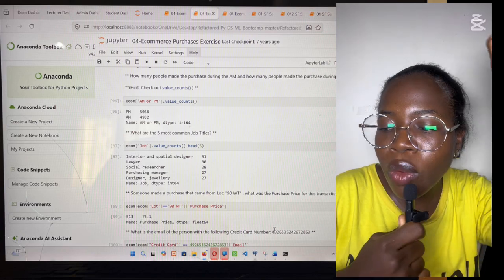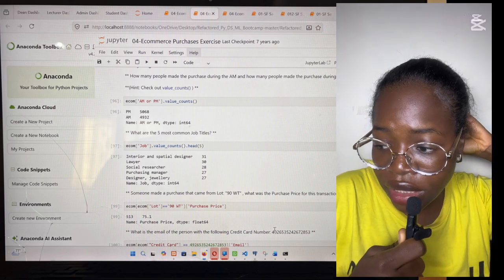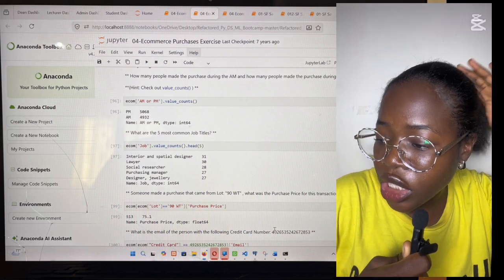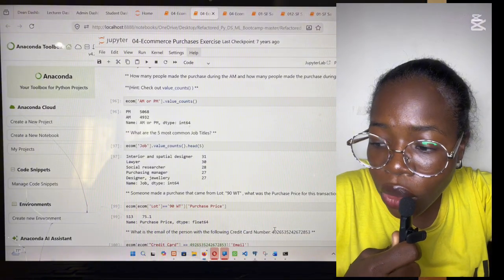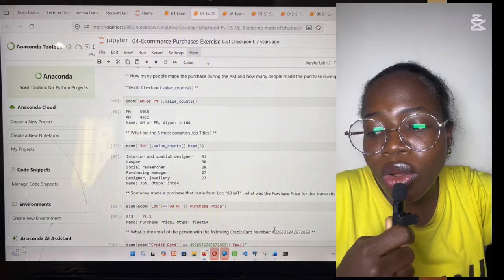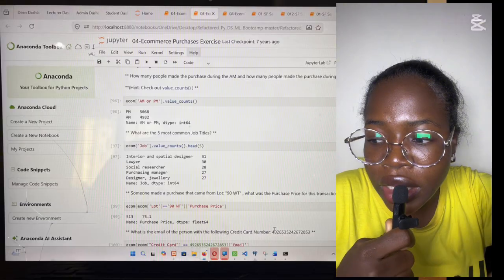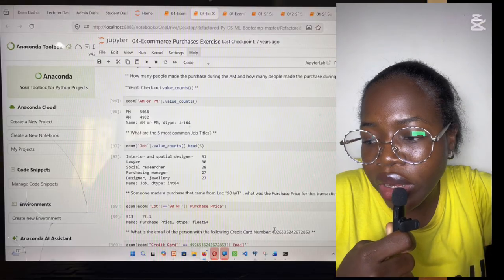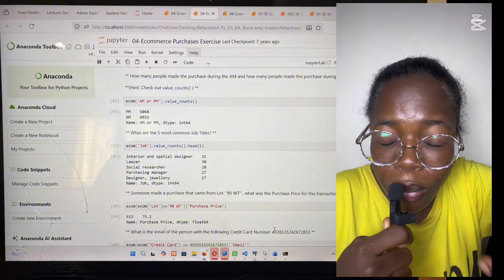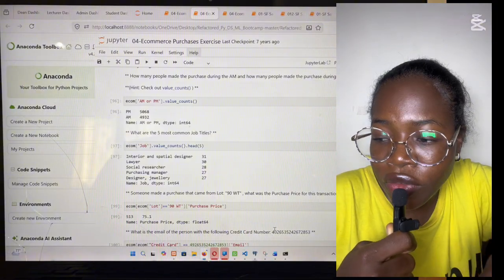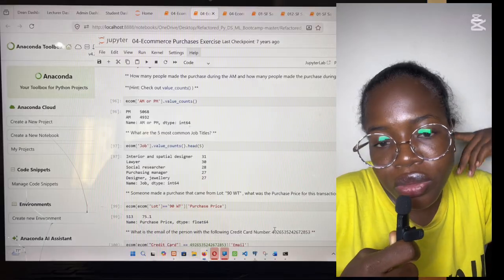Next command, we have someone made a purchase that came from lot 90 WT. What is the purchase price for this transaction? First, we call ecom lot equal to 90 WT. We call the e-commerce data table, the column lot, and then it searches for all rows bearing 90 WT, and then it displays those rows plus the purchase price of those respective data rows.